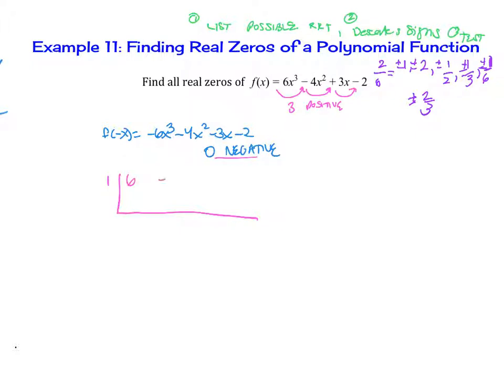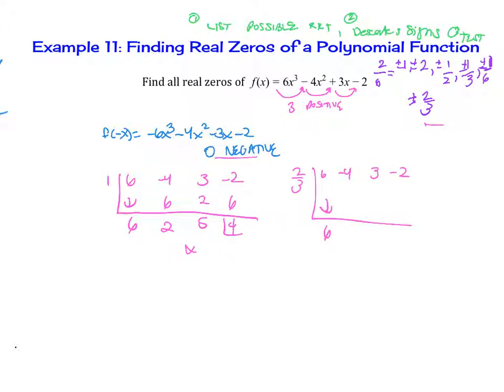So this is 6, negative 4, 3, and negative 2. So 6, 2, 2, 3 plus 2 is 5, 1, 5 is 6, and this is a 4, so that didn't work. Let me just try this 2/3 here, just to try it out. So 6, negative 4, 3, and negative 2. So 3 goes 6, 2, 2 times 2 is 4, this is 0, 0, 3, positive 2, and 0. That worked. Awesome. So x minus 2/3 is 1.